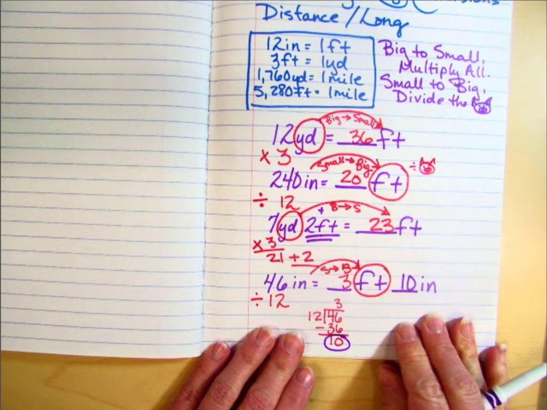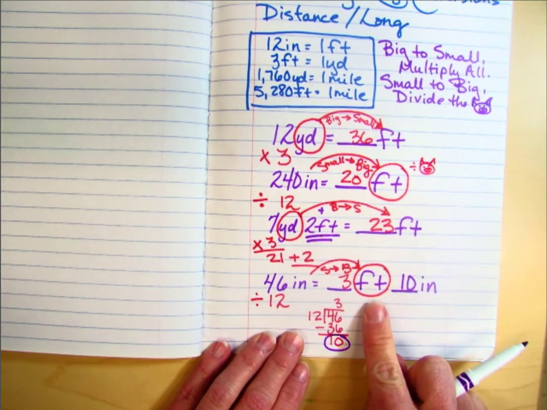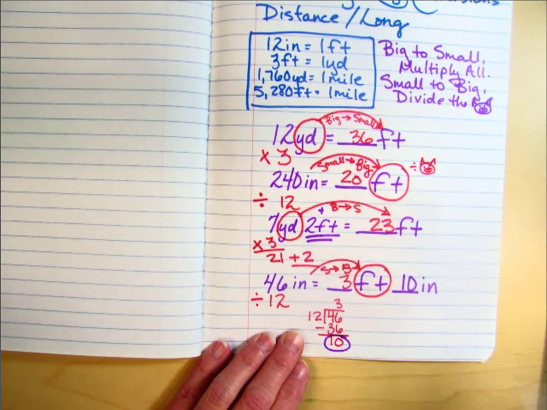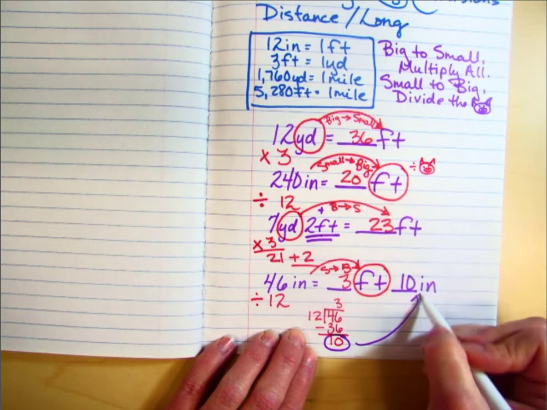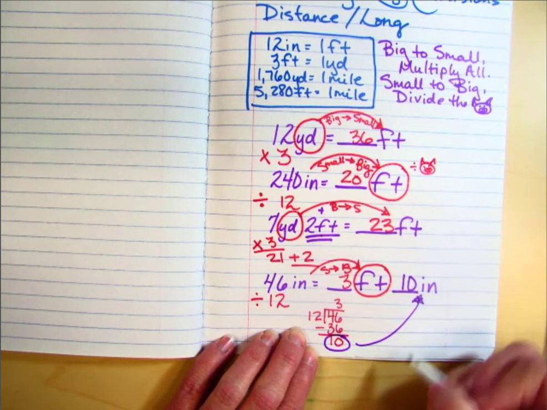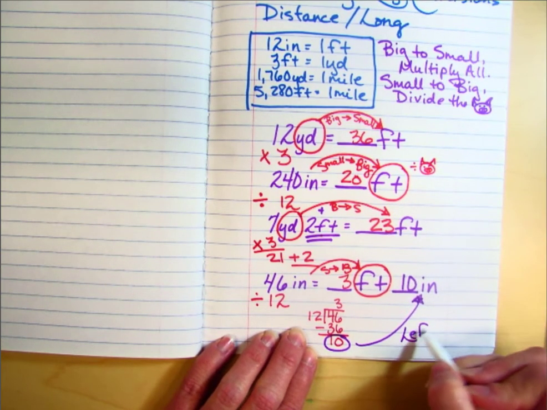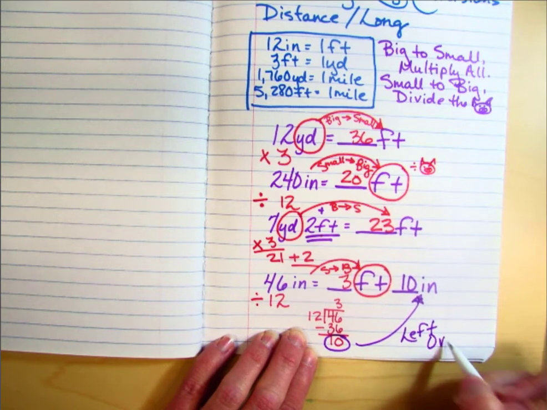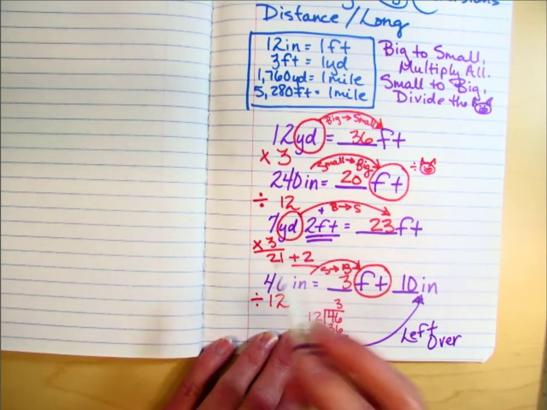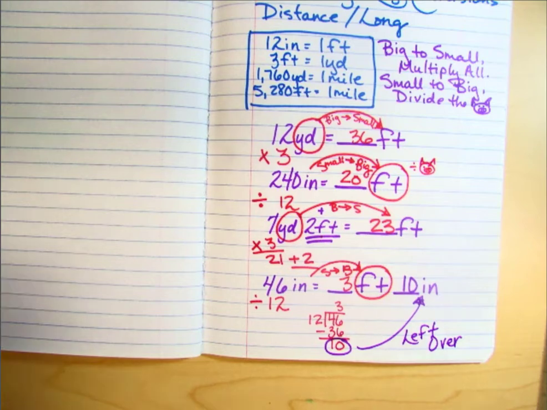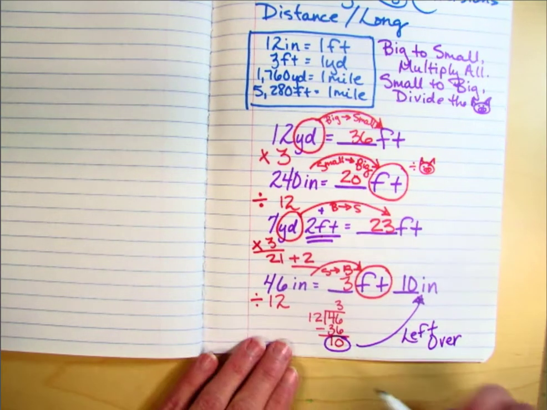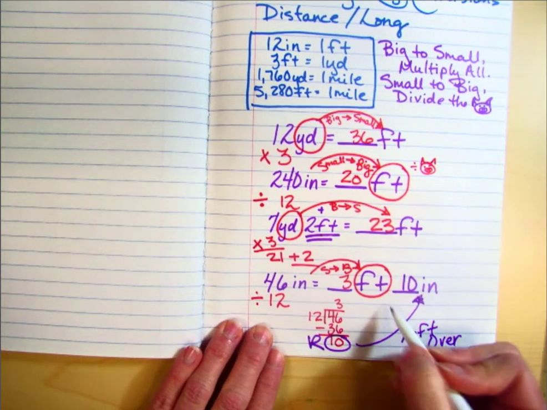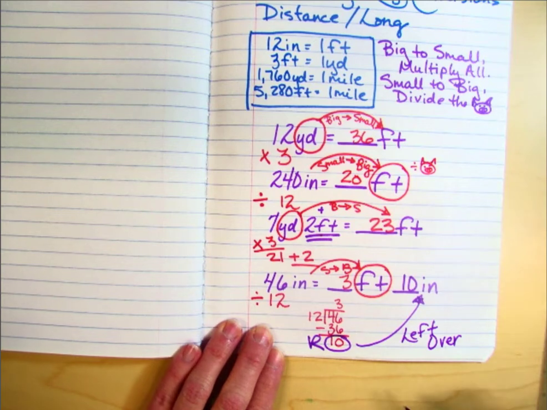There's no law that says measurement conversions work out evenly every time. Sometimes you're going to have a remainder. This leftover is just going to stay inches. If you were going yards or feet to miles and there were leftover feet or yards, your remainder just gets tacked on here and it's left as the original unit of measurement.